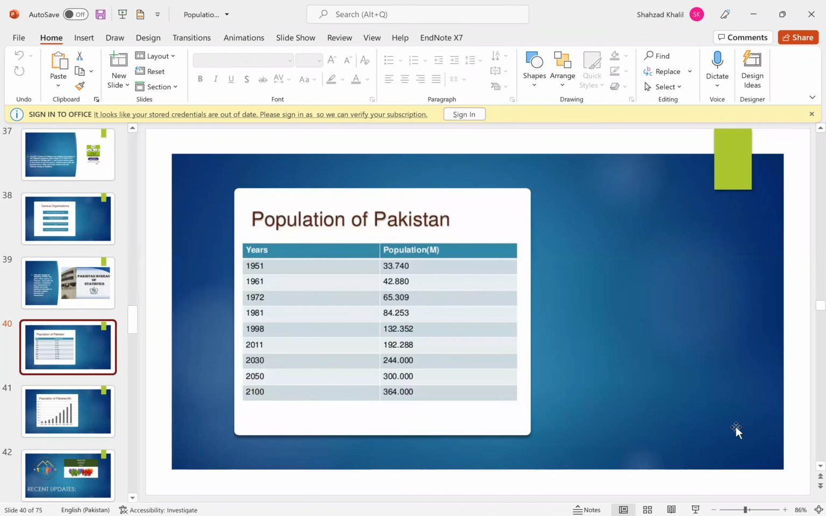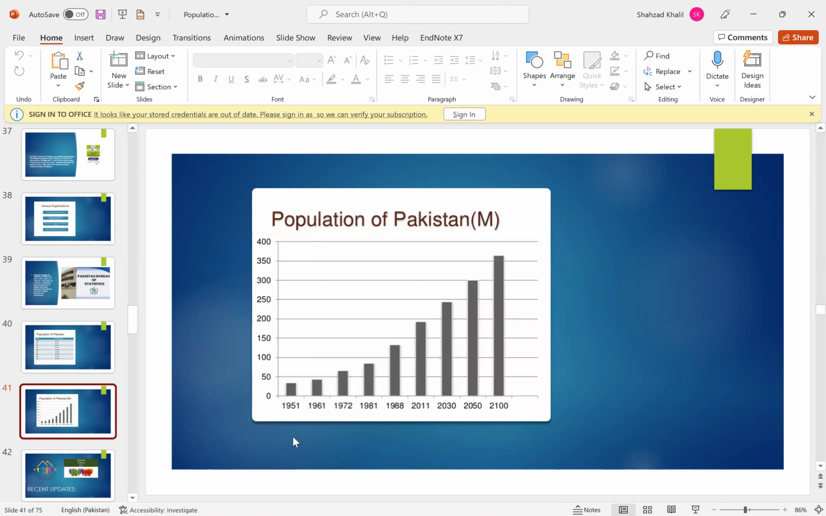You can see the population of Pakistan in the year 1951, it was 33 million. And in the 2030s, it would be around 244 million. And in the 21st century, it would be 364 million. And you can see again in the graph how it is increasing from 1951 to 2100, and it's a gradual increase in the population.